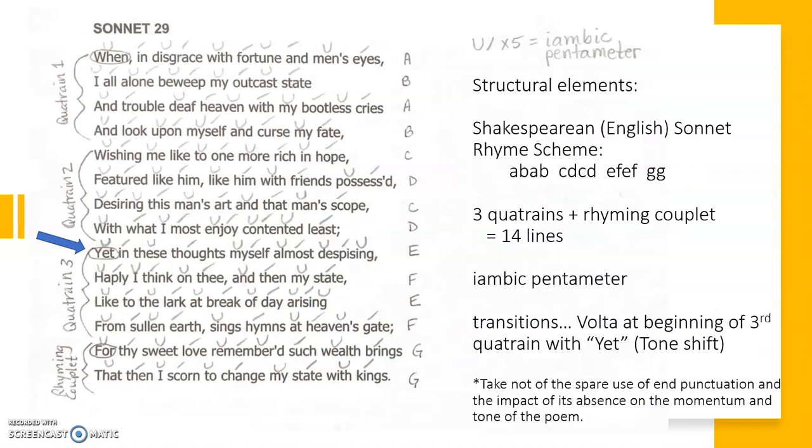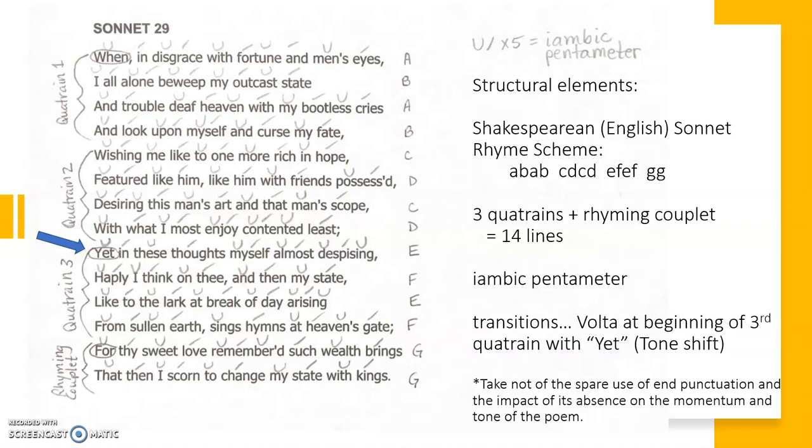So here I have some of those structural elements marked. Again, iambic pentameter is five units of iambs, and an iamb is an unstressed syllable followed by a stressed syllable. Dee-dum, dee-dum, dee-dum, dee-dum, dee-dum. And of course, Shakespeare writes everything in iambic pentameter. And it follows that rhyme scheme. You can see it marked here.